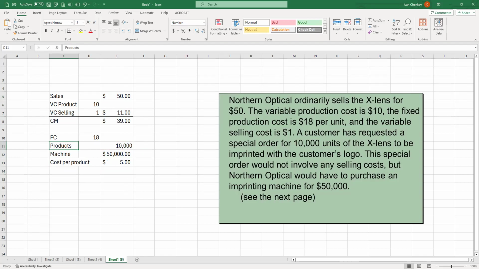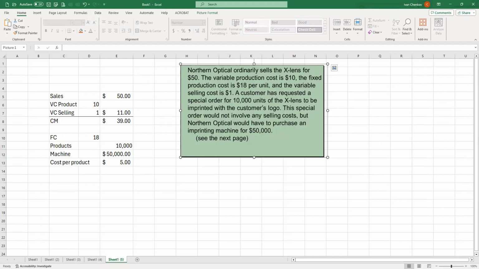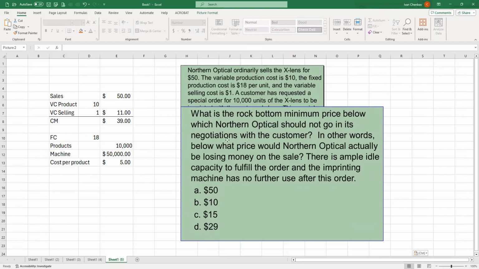So let's see what else is in the question. I'm going to go to the slides and bring up the next slide. Now, this company asks you, what is the rock bottom minimum price below which Norton Optical should not go in this negotiation with the customer? In other words, below what price will Norton actually be losing money? Now, there's ample idle capacity to fulfill the order, and the imprinting machine has no further use after this order.